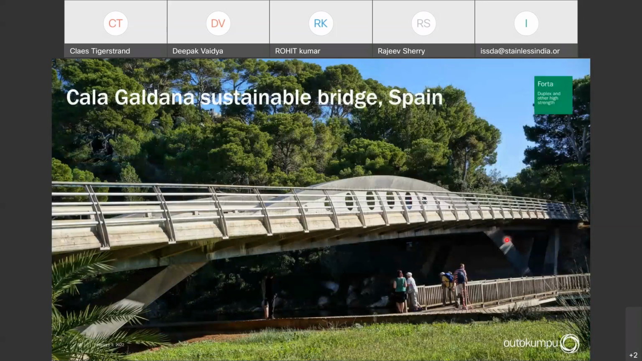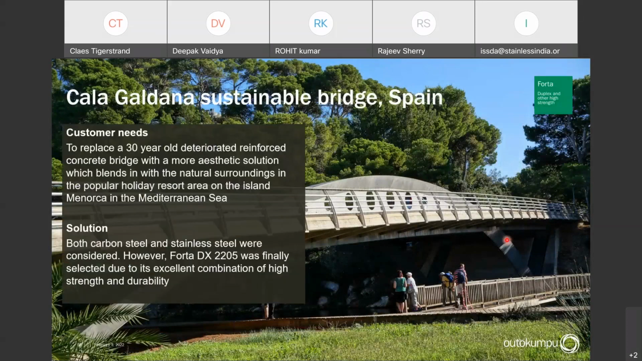Then we come to the Forta, and a very interesting application is to use the Duplex grades for bridges. So what we have here is a replacement of a 30-year-old deteriorated reinforced concrete bridge.